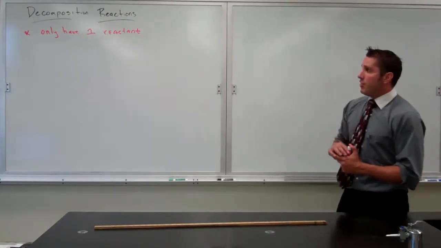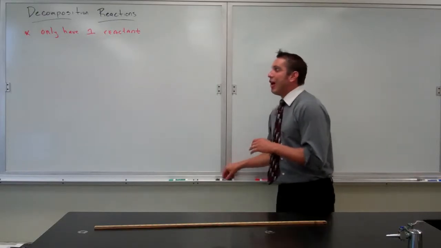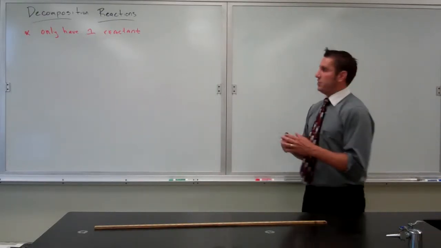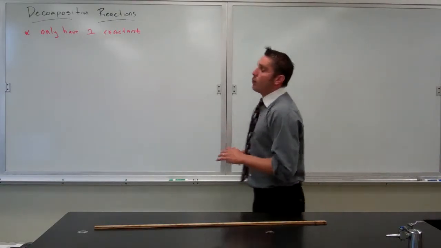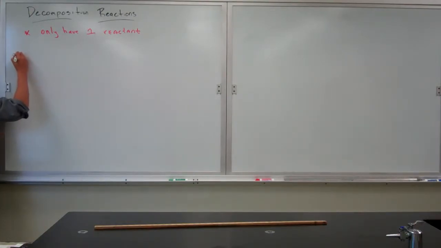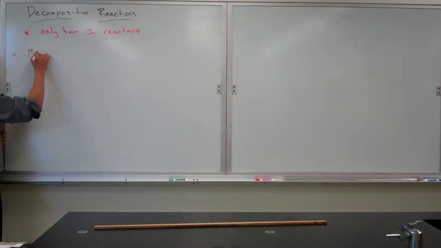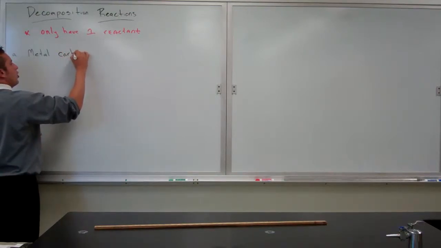Now, even though there's only one reactant, there are actually a lot of different types of decomposition reactions. There are 5, in fact. And we're going to take a look at each one. The first type of decomposition reaction is that of a metal carbonate.